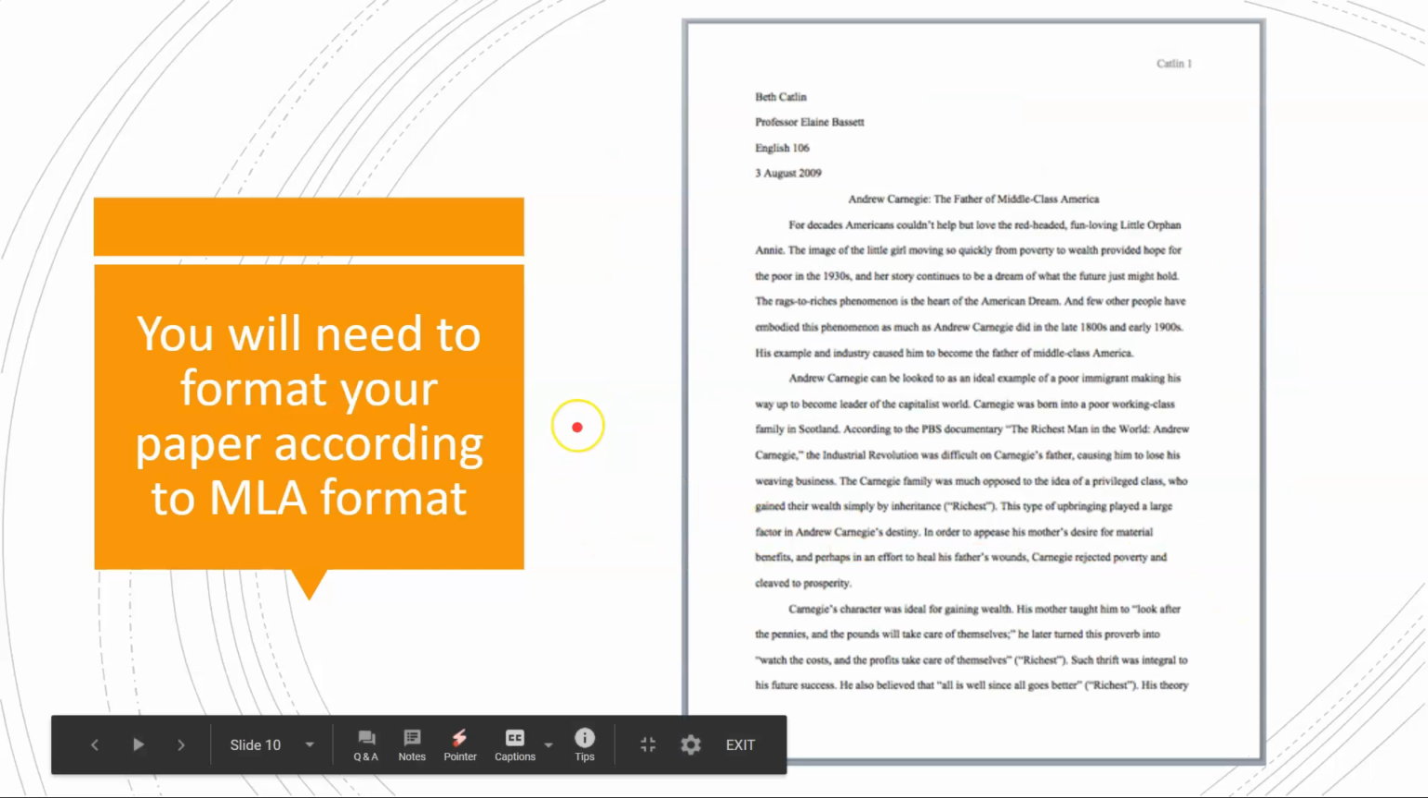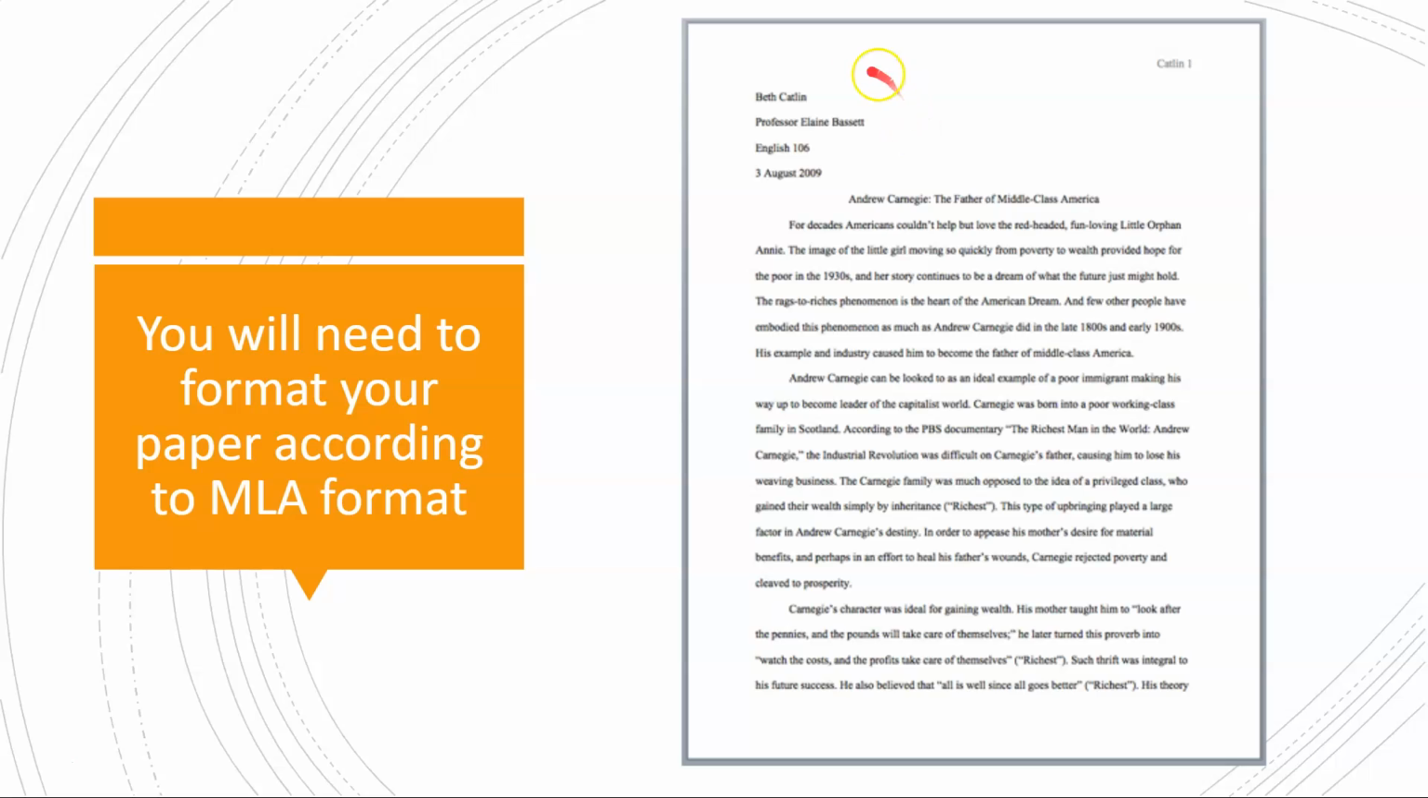So you will need to format your paper according to MLA format. What MLA format simply means for each paper, and we've been doing this right along, is making sure that you have a heading with your name on it, also your professor's name and the course name, and also the date you wrote the paper. And you also want to make sure that you title the paper, and that it's in 12-point font, double spaced.